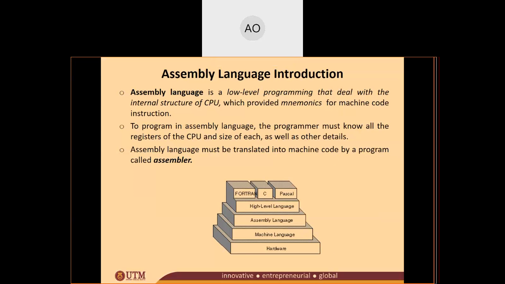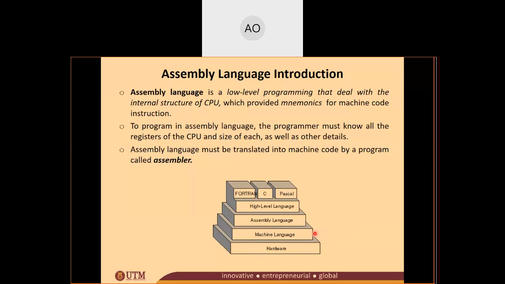As we know, assembly language is a low-level program that deals with the internal structure of CPUs, which provides minimum machine code instruction. This is what we call the pyramid of the programming language. As we can see here, at the bottom is your hardware, followed by the machine language. This machine language can only be interpreted by your computer, your CPU.